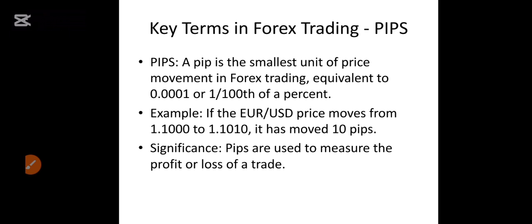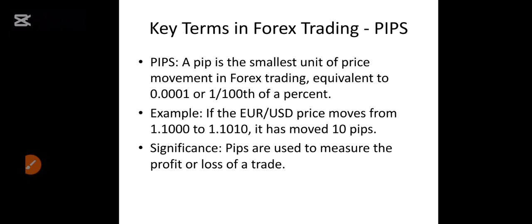But if it moves to 1.009, it means you have moved what? 9 pips away. If it moves to 1.005, it has moved 5 pips away. If it has moved to 1.130, it has moved what we call a pip, 30 pips away. Okay, hope you understand it.